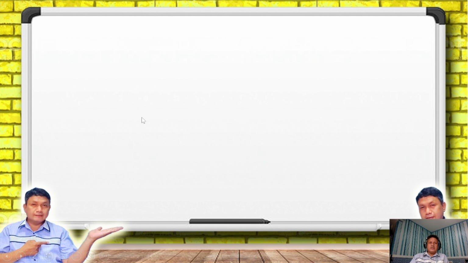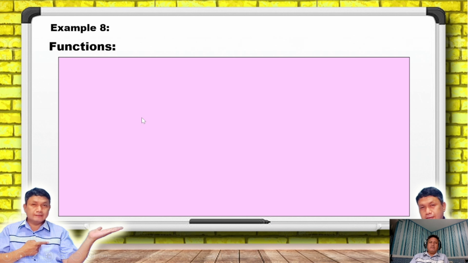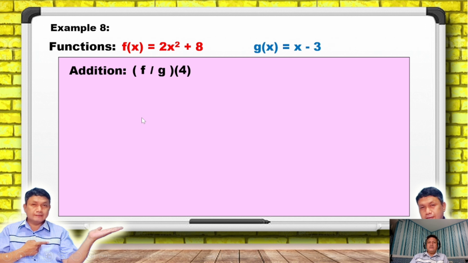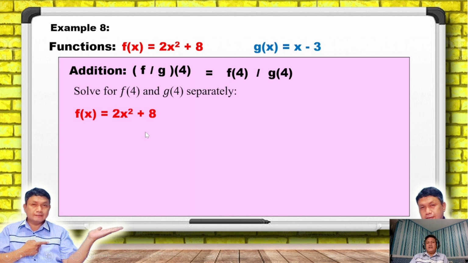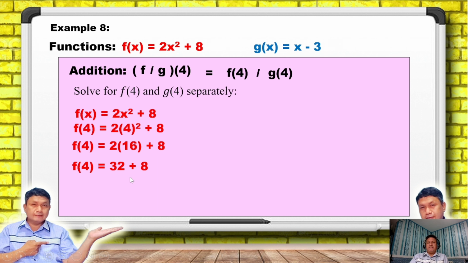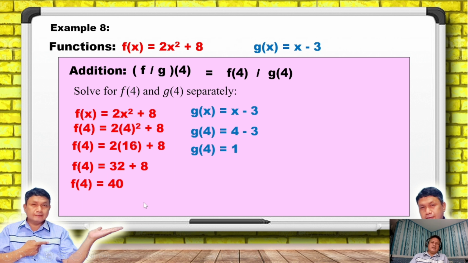Okay, so let us proceed to example number 8. Since tayo ay nasa division, ang gagawin lang po dyan, yung final answer, parehas nga po kasi yan, dahil 4 lang ang ginamit natin, so still, 40 pa rin ang given dun sa ating f of x, and g of x is still 1. Okay, now, balik tayo dito sa example natin. Therefore, f of 4 divided by g of 4 is equal to, the value of f of 4 is 40 and the value of g of 4 is 1. So, 40 divided by 1 is 40.